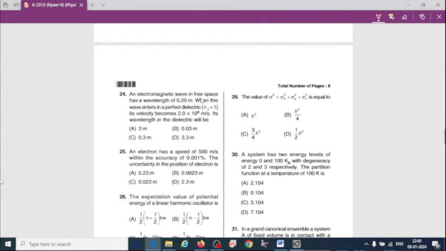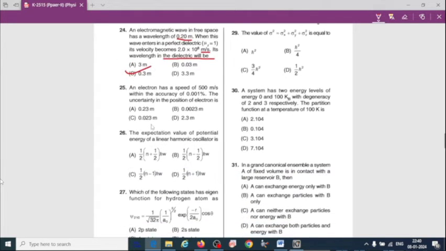An electromagnetic wave in free space has a wavelength 0.2 meter. When this wave enters a perfect dielectric with mu r equal to 1, its velocity becomes 2 into 10 to the power 8 meters per second. Its wavelength in the dielectric media will be option C, 0.3 meter.